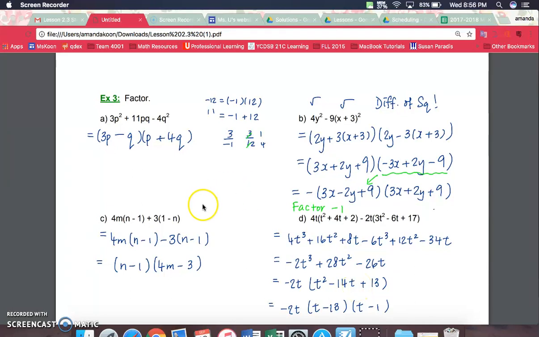Okay, so this is part 2 of lesson 2.3 in grade 11 functions. We will continue to look at more examples of factoring.